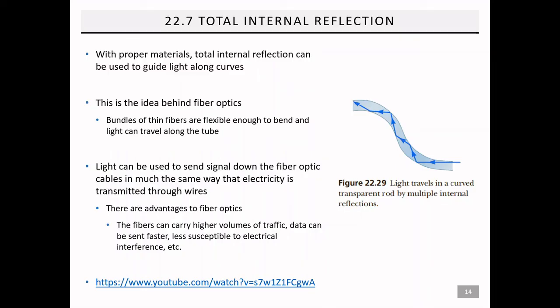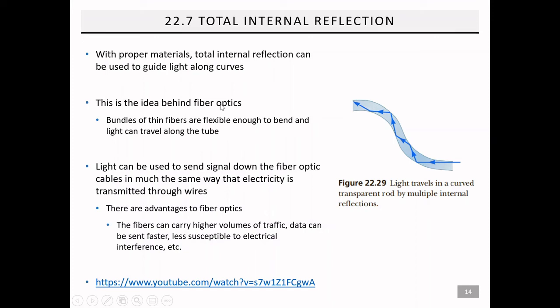Total internal reflection is a cool and actually very useful phenomenon from physics. If you have the proper materials, you can actually cause light to bend along curves. This is shown on the right. You have a plastic tube that's bent, and the light travels into the tube. It's totally internally reflected throughout the tube so that it exits the tube at a different angle. Right? It has changed its direction.